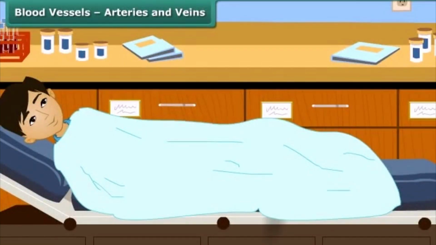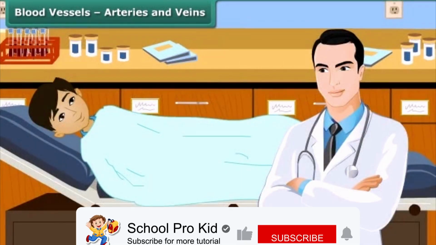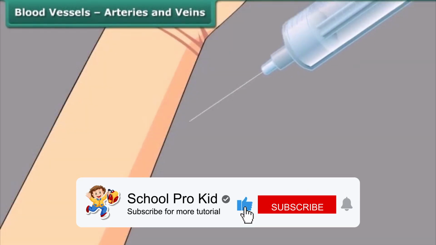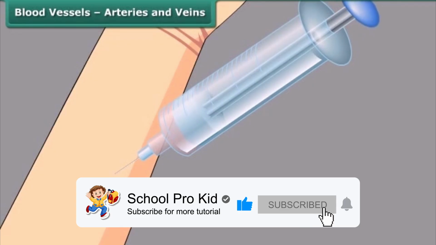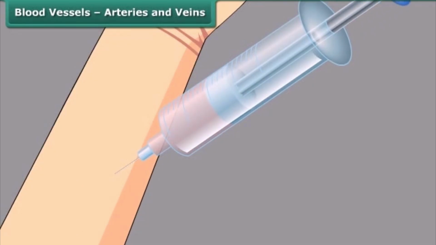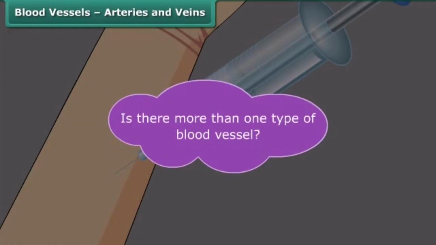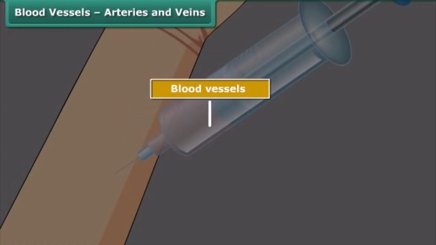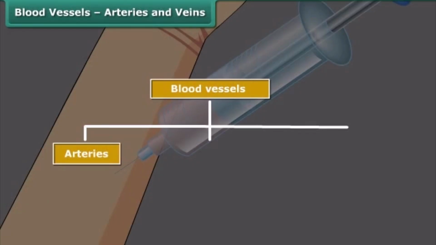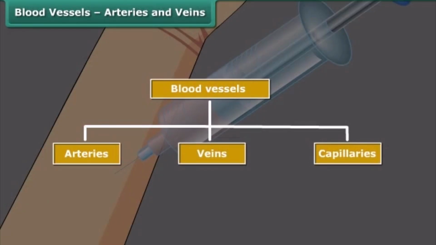Once when Rahul was unwell, his doctor recommends a blood test. The technician collecting blood samples first checks for a particular kind of blood vessel to prick and collect the blood. Is there more than one type of blood vessel? Yes. There are three types of blood vessels in our body: arteries, veins, and capillaries.